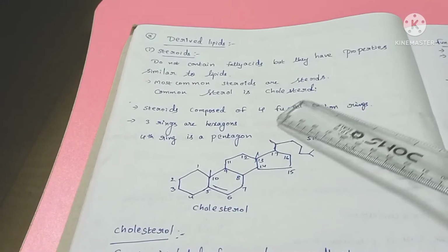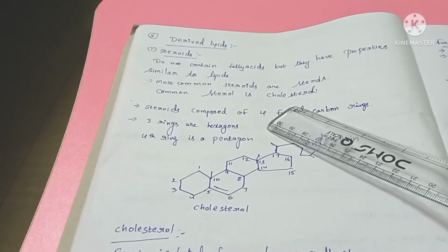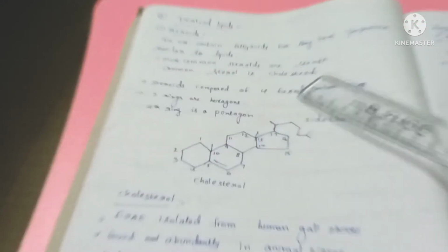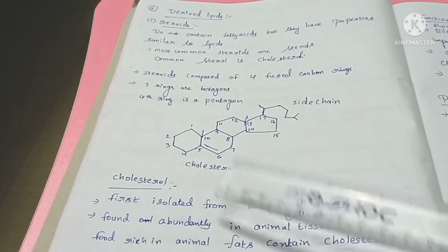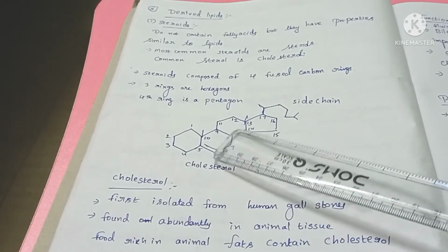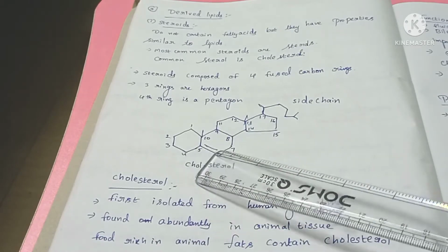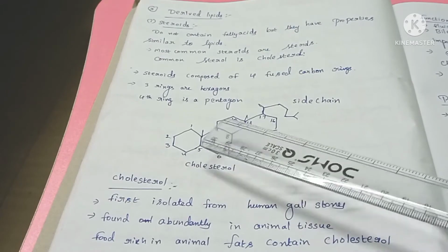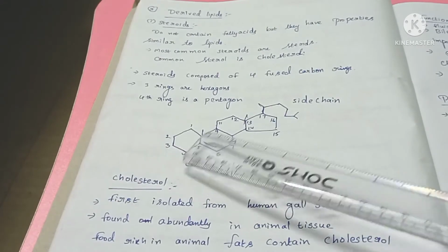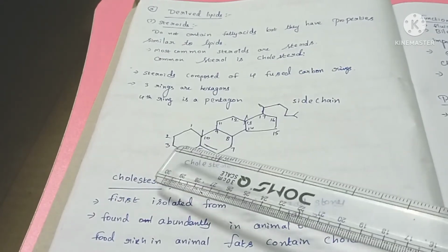Within the sterols, we will study cholesterol. If we see the cholesterol structure or the steroid structure, it consists of 4 fused carbon rings. How many rings are present? 4 fused carbon rings are present. For example, this is carbon ring 1, 2, 3, 4. They may be labelled A, B, C, D.